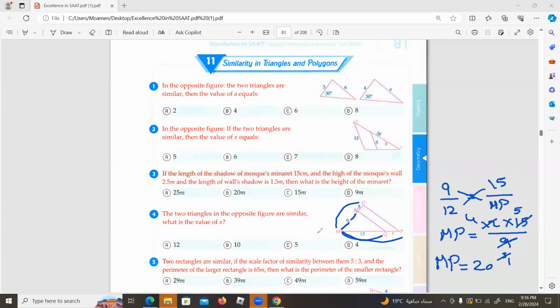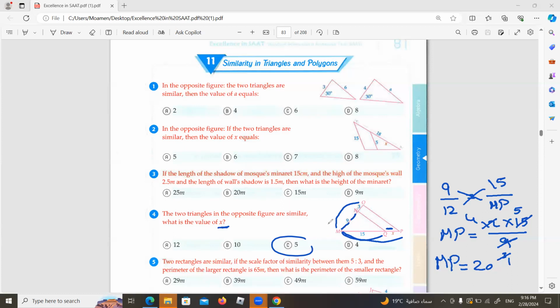I don't have 20. If you are wrong, no. But pay attention. I need to find the value of x, not the value of MP. MP is equal to 20. And this part is 15. So the remainder will be what? Yes, excellent. It's 5. Okay. So the value of x is 5.